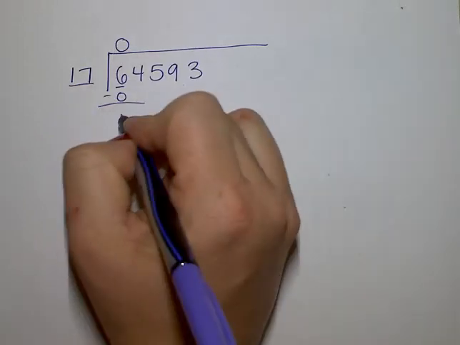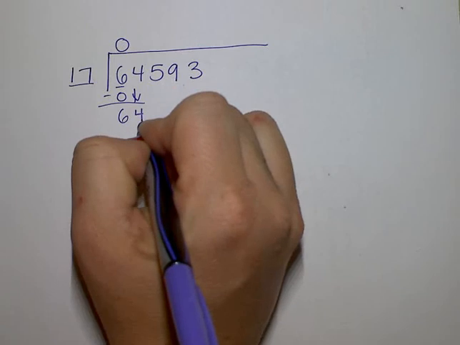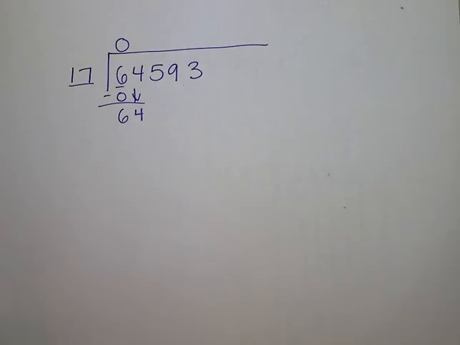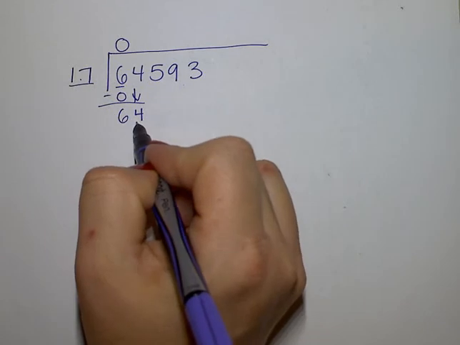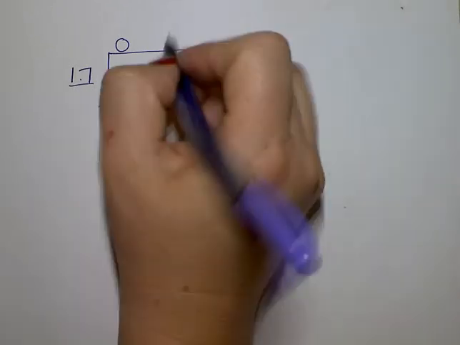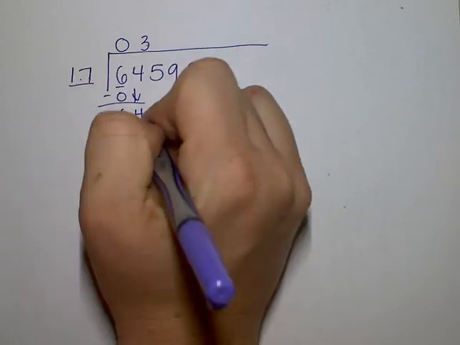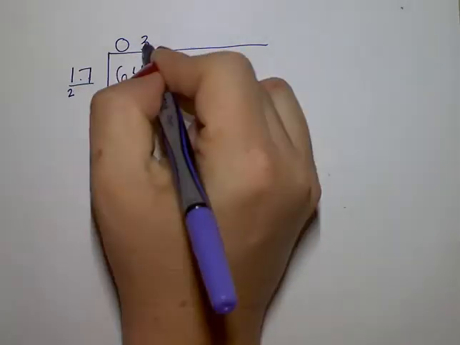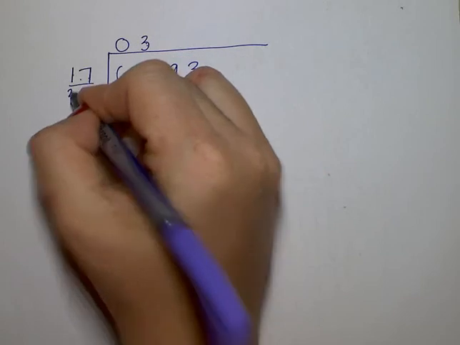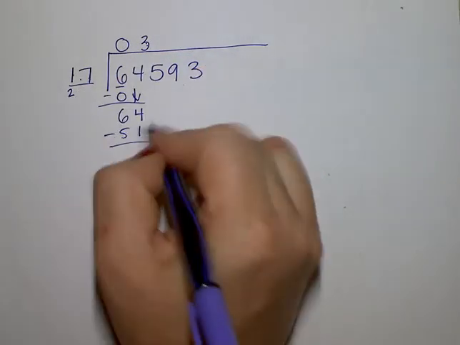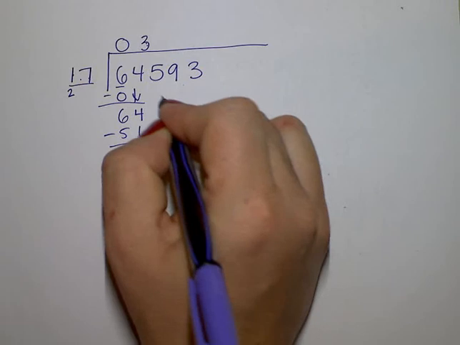It is not necessary for you to put a 0 above the 6, but that's technically what it is when you don't have a number there. 17 does fit into 64, and 17 fits in 3 times. 3 times 7 is 21, carry 2. 3 times 1 is 3, plus 2 additional is 5, so 51. Subtract, bring down the next number.